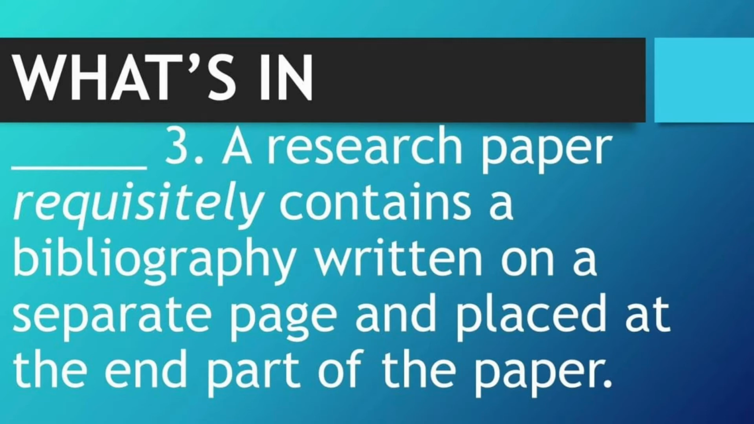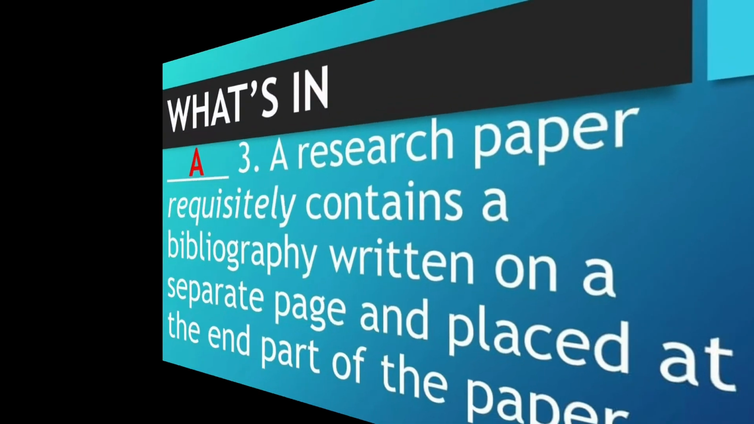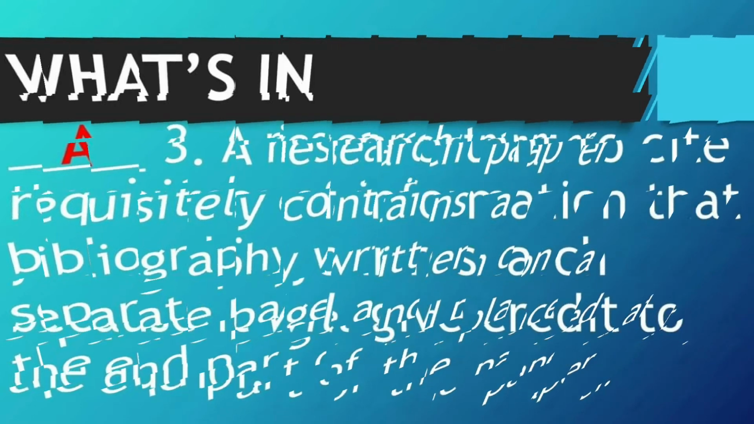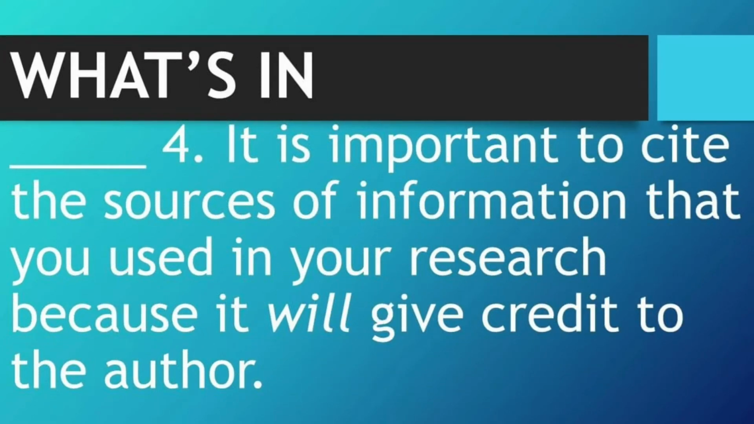Time's up. The answer is A. Acceptable, which means that all research papers should have a bibliography on a separate sheet or page. Number 4. It is important to cite the sources of information that you used in your research because it will give credit to the author.